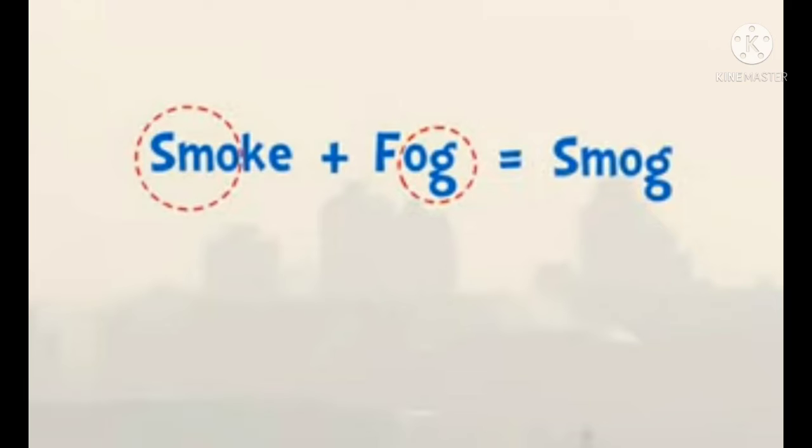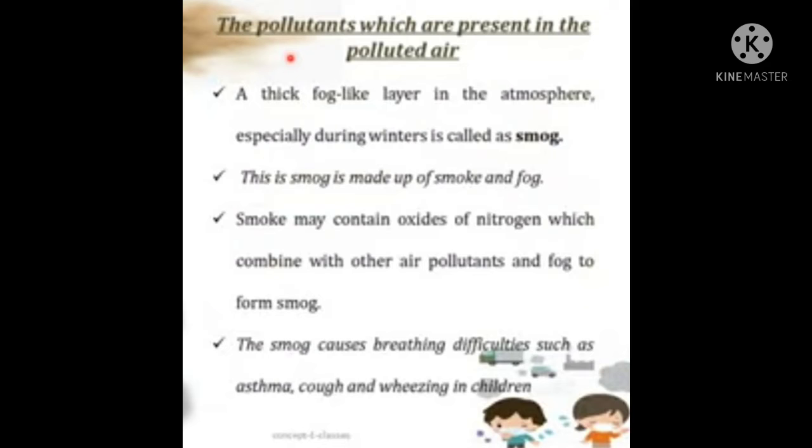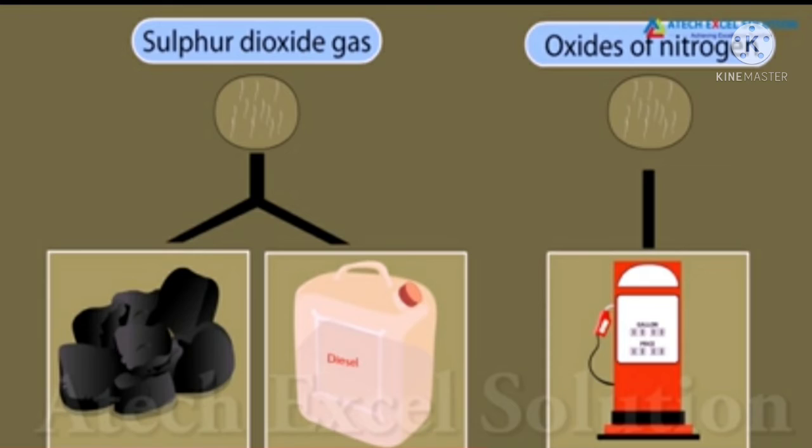Next pollutant is smog. Smog is made up of smoke and fog. A thick fog-like layer in the atmosphere, especially during winters, is called smog. Smog may contain oxides of nitrogen which combine with other air pollutants and fog to form smog. This causes breathing difficulties such as asthma, cough and wheezing in children.